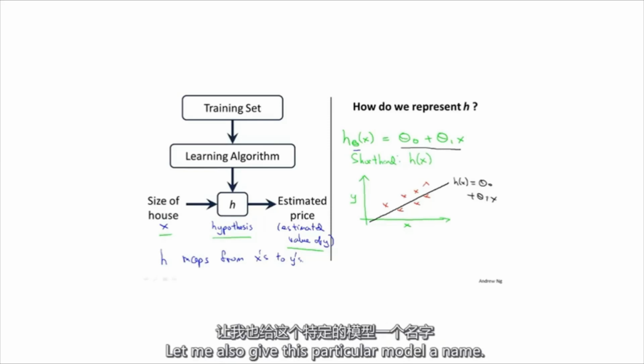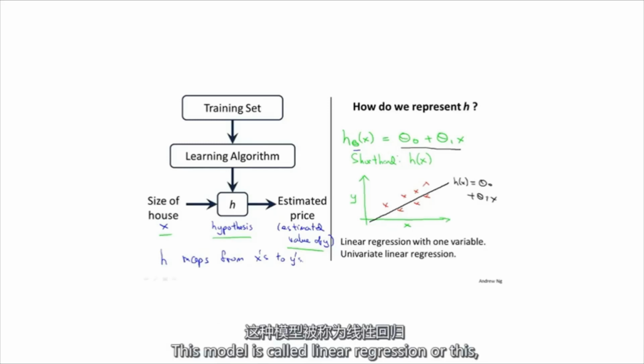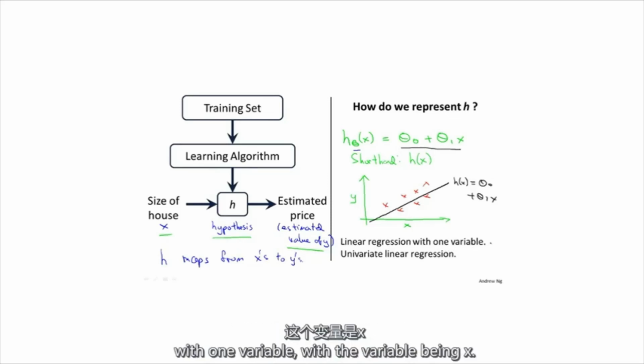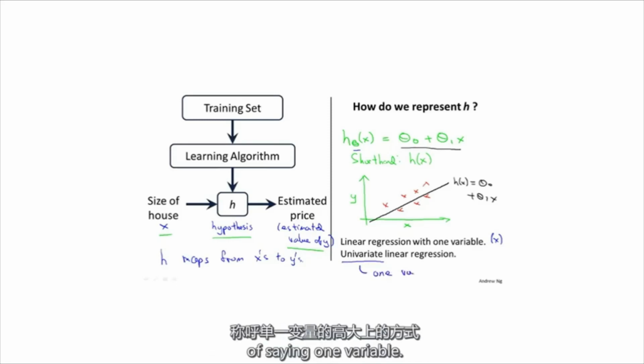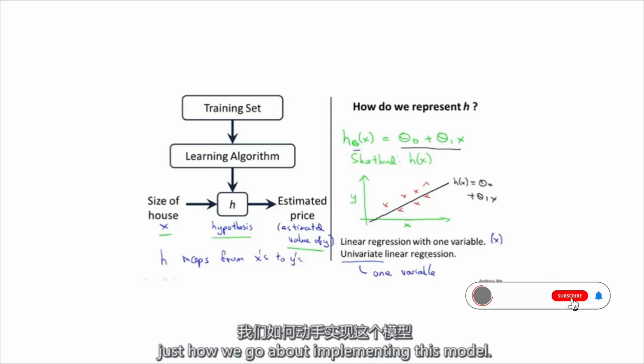Let me also give this particular model a name. This model is called linear regression, or this particular example is actually linear regression with one variable, with the variable being x. Right? So predicting housing prices is a function of the one variable x. And another name for this model is univariate linear regression. And univariate is just a fancy way of saying one variable. So that's linear regression. In the next video, we'll start to talk about just how to go about implementing this model.